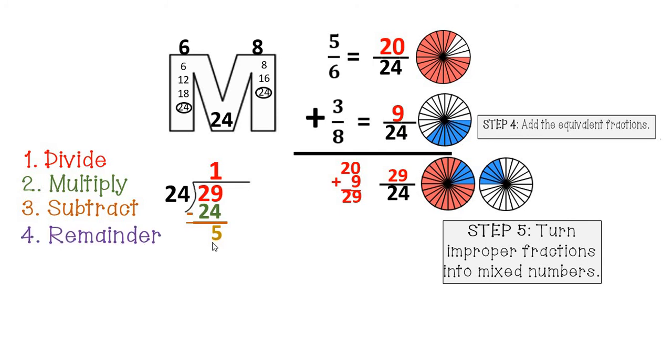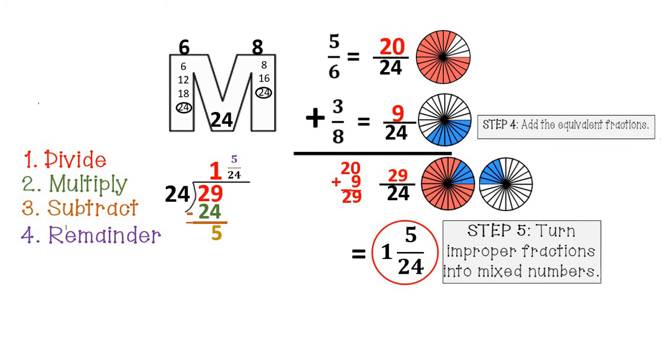So I have this remainder of 5, and I'll write that as a fractional leftover, 5/24. So my final answer here is I've got 1 whole and 1, 2, 3, 4, 5 left over out of 24. So my final answer is 1 and 5/24.